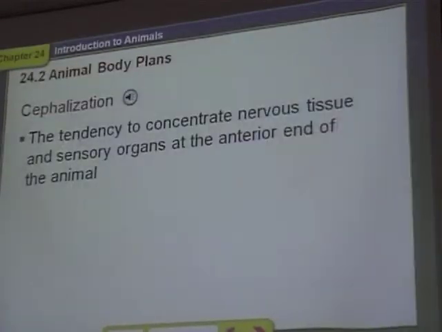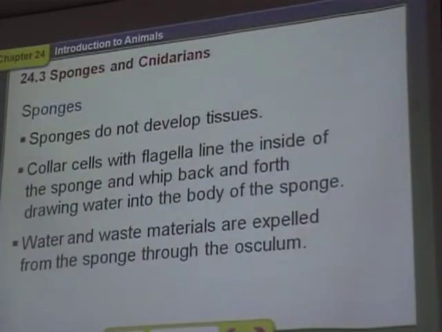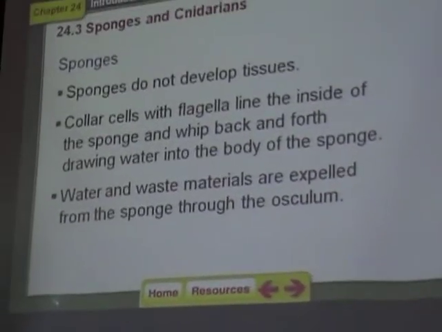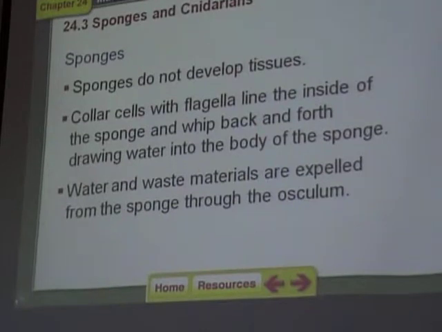So let's talk about sponges. Sponges are the first type of animal that existed. Sponges have not developed tissues. Sponges are at what we call the cellular level of organization, which means sponges are just a bunch of single cells that have gotten to where they live together with one another.